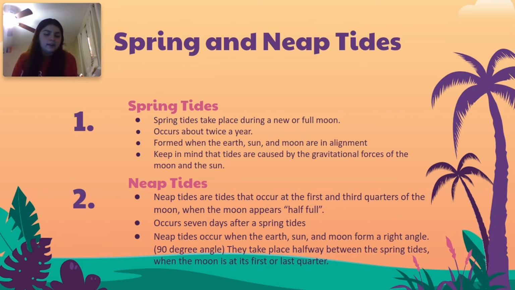And neap tides are tides that occur at the first and third quarter of the moon, when the moon appears as half full. They occur about 7 days after a spring tide. A neap tide occurs when the Earth, Sun and Moon form a right angle, 90 degrees, and takes place halfway between the spring tides, at the first and last quarter of the moon.